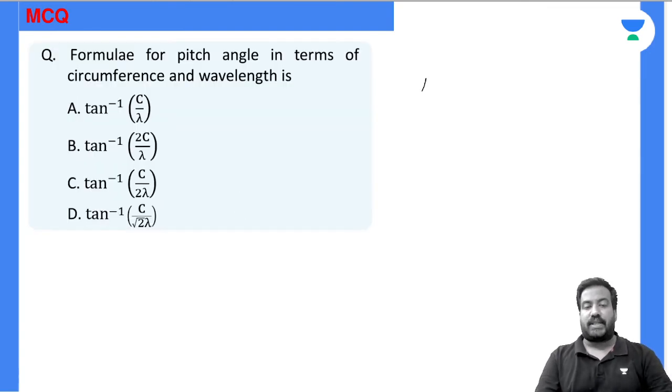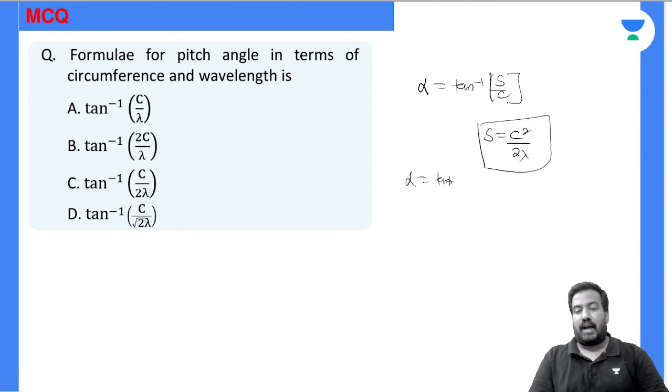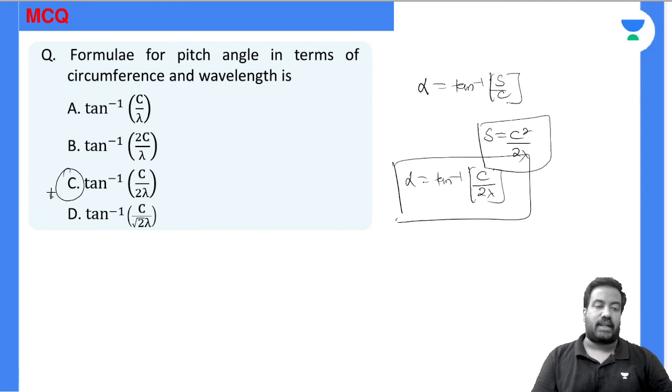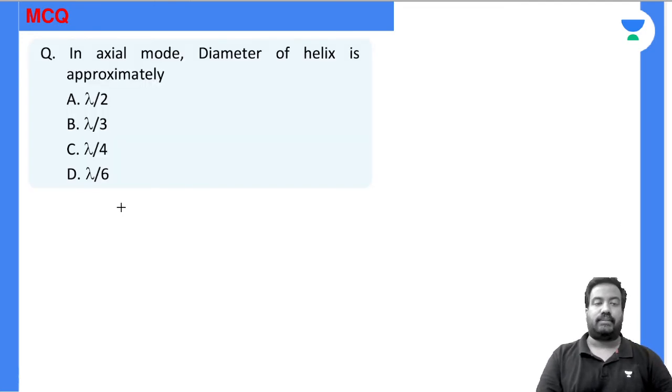The formula for pitch angle: alpha is equal to tan inverse of S by C. In terms of lambda, you want the derivation: S will be C square by 2 lambda. Substituting, alpha is equal to tan inverse of C by 2 lambda, as the C gets cancelled. In terms of circumference and wavelength, alpha is tan inverse of C by 2 lambda.